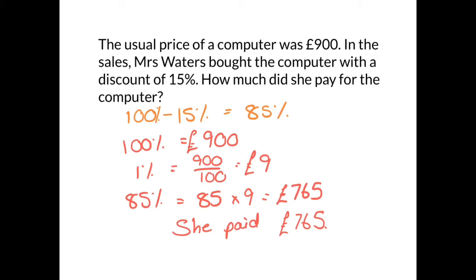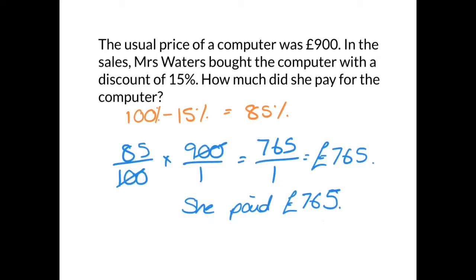Let's do less calculations. So the 85% is because 100% take off 15% is 85%. So 100% is £900. 1% is 900 divided by 100 is £9. 85%, 85 times 9 is £765. So Mrs. Waters paid £765 for her computer.